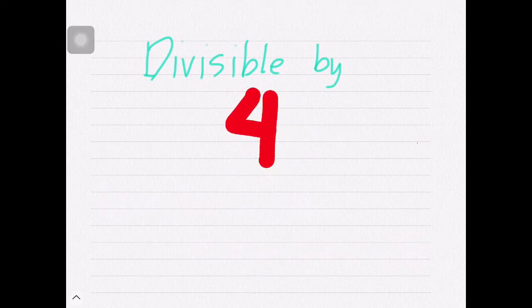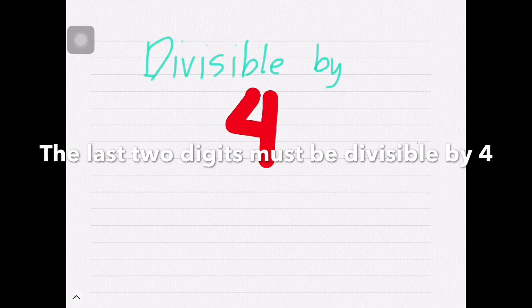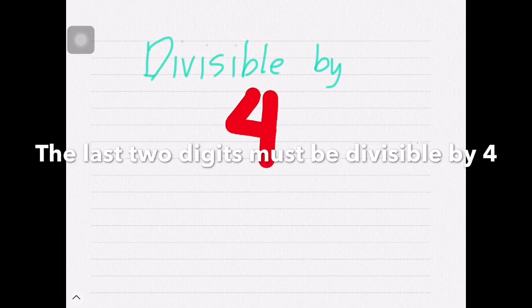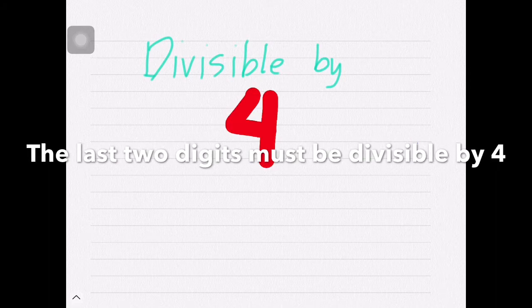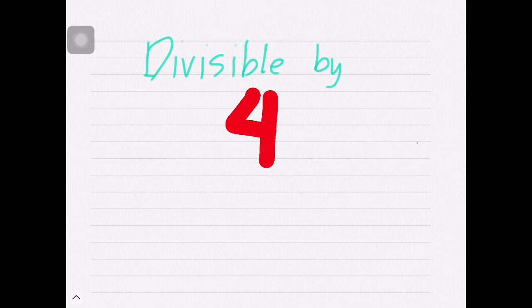How to know if a number is divisible by 4? Check the last two digits. If the last two digits would be divisible by 4, then automatically the entire number is divisible by 4. Notice that the last two digits is 16, and 16 is divisible by 4.